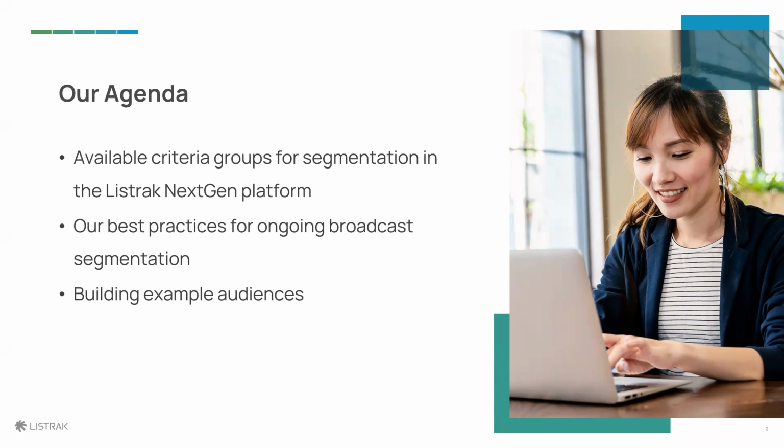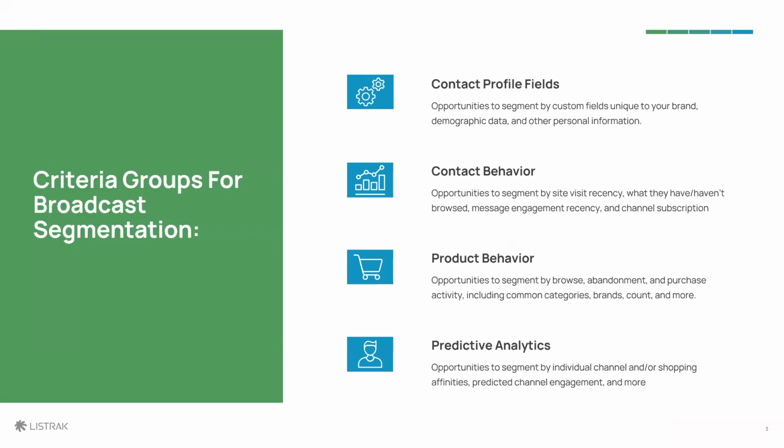And then we're going to jump into the Listrak platform and build some example audiences together. We're going to see what these segments look like and how they can be applied. Getting started in the Listrak platform, you're going to see a few basic groups that are available for your broadcast segmentation. Within those criteria groups, we have a lot of different opportunities to segment based on some of the different fields that are available.